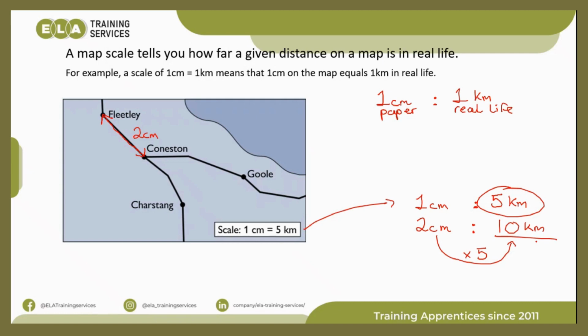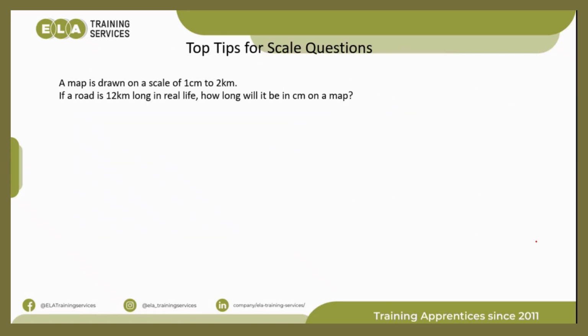Now, say you had a real life measurement and you wanted to know what the map measurement is. Well, let's have a look at that. A map is drawn on a scale of 1 centimetre to 2 kilometres. If a road is 12 kilometres long in real life, how long will it be in centimetres on a map? Our first step is to write the scale as a ratio with the words paper and real life, as we've just done. So 1 centimetre on paper is 2 kilometres in real life.